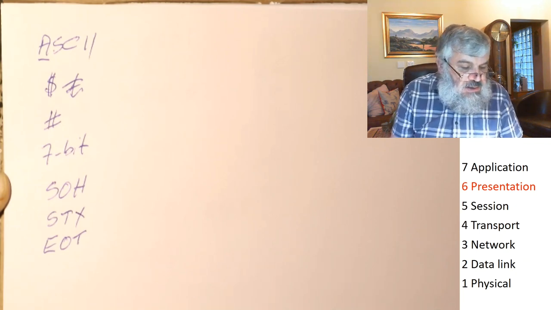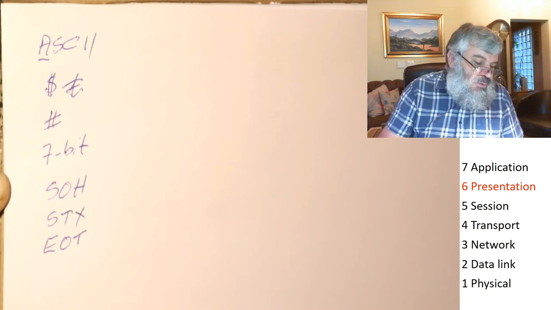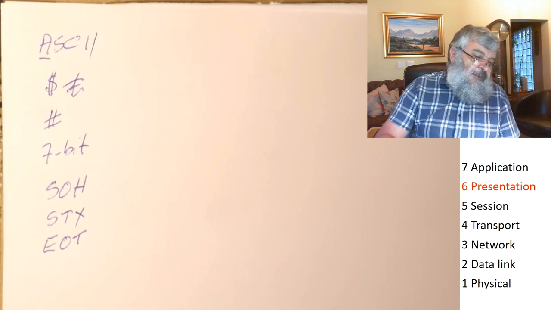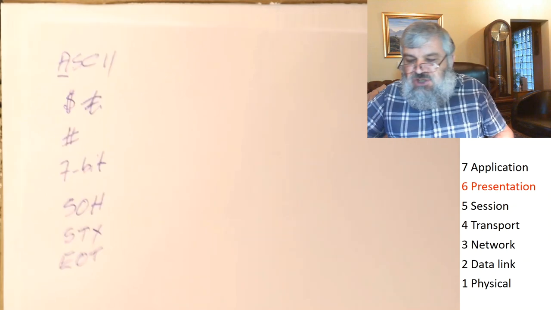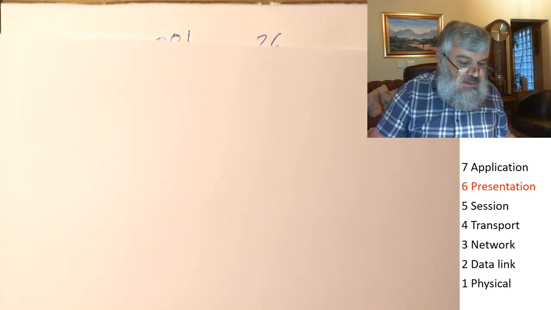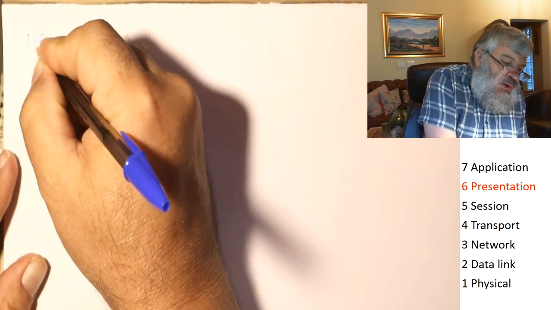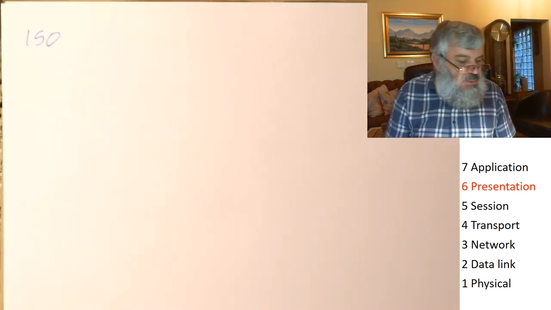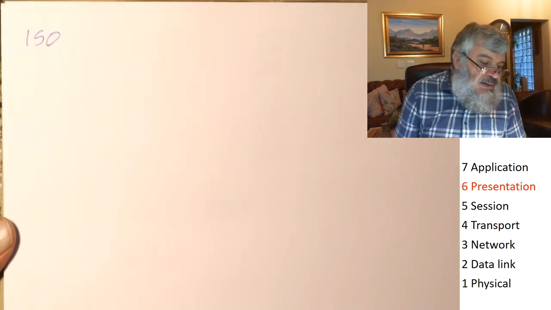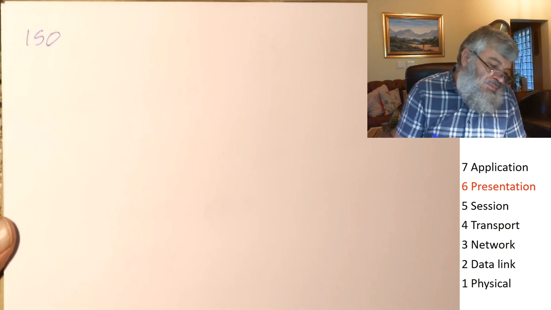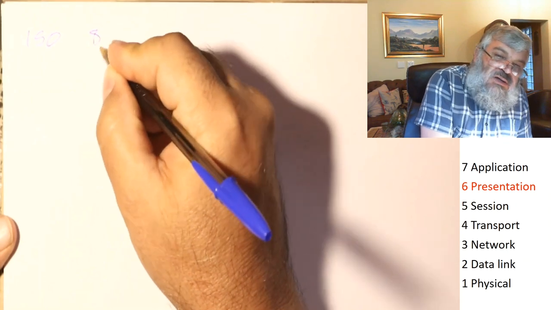ASCII is a very important code in networks to this day. In fact, it is used in so many network contexts that a decision was made to standardize it. And the ISO, together with another standards body that we don't have to mention right now, got together and they standardized ASCII.